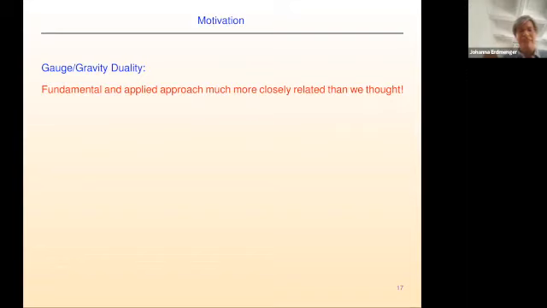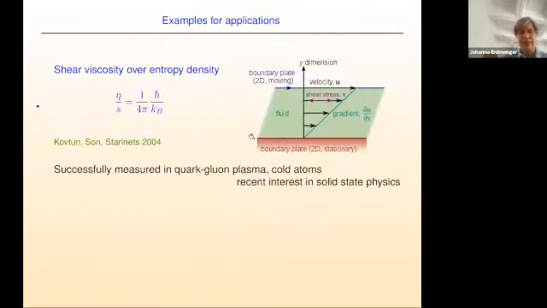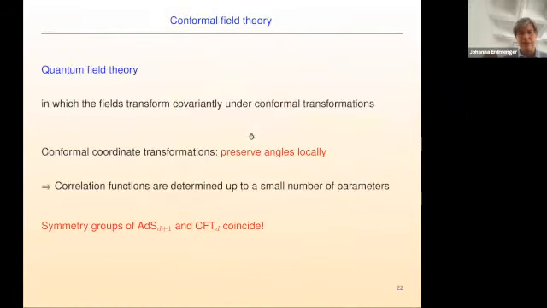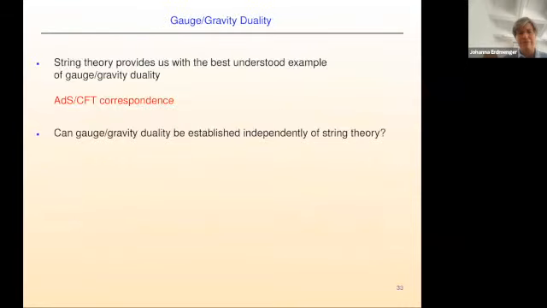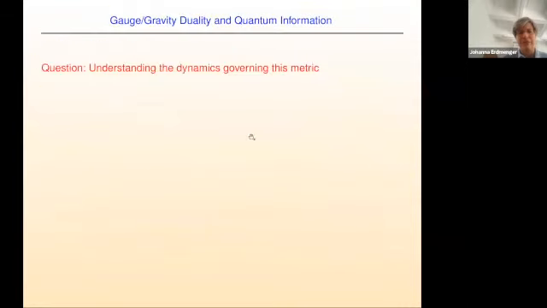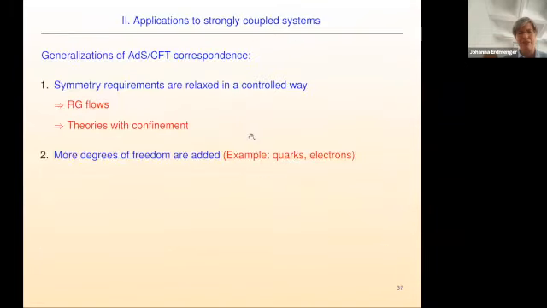Okay, so let's deal a little bit with this applied approach now. The shear viscosity over entropy example, which I just flashed, was of course the most famous example at the beginning, but there are different ones which I worked on also, and which I would like to show. What I'm going to talk about now is applications to strongly coupled systems. In particular, I want to talk about QCD first, and maybe a little about condensed matter later.